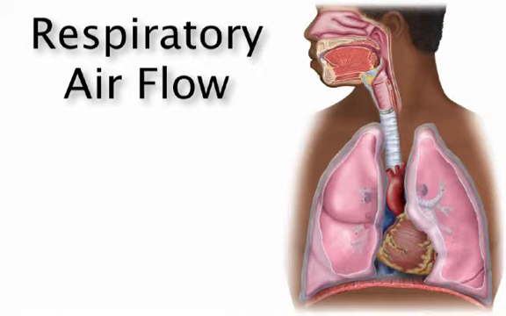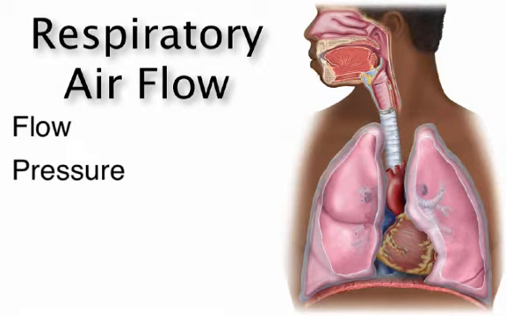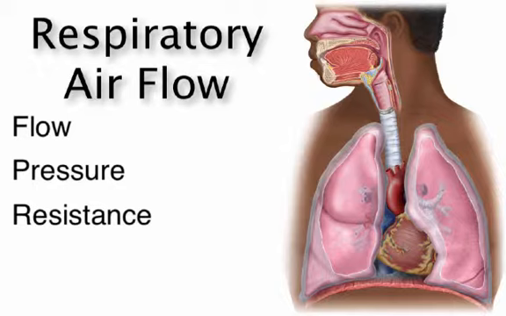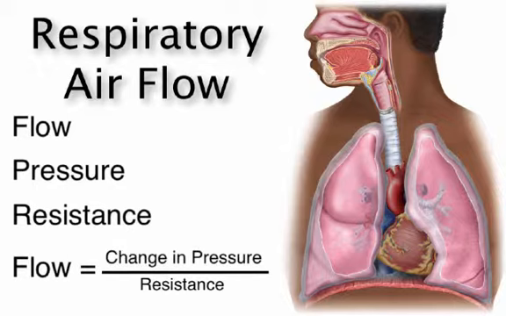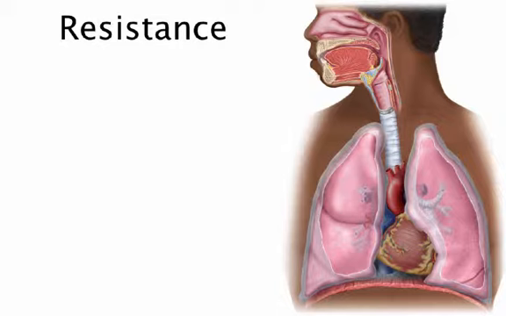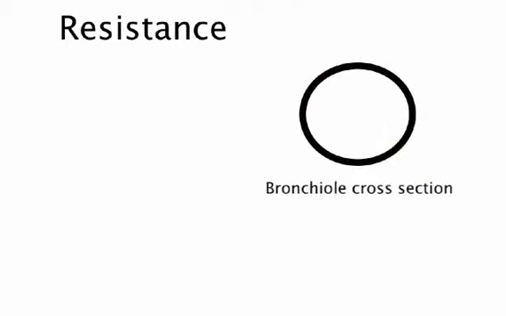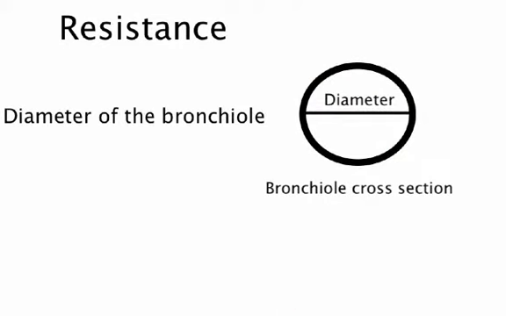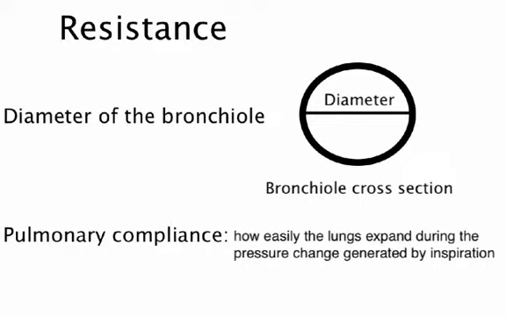Respiratory airflow is governed by the principles of flow, pressure, and resistance. The flow of air is directly proportional to the pressure difference between 2 points and inversely proportional to resistance. The greater the resistance, the slower the flow of air. There are 2 main factors that contribute to resistance: the diameter of the bronchioles and pulmonary compliance.